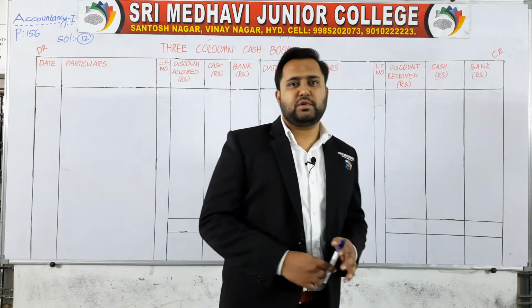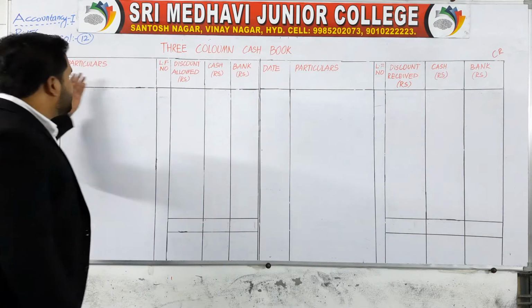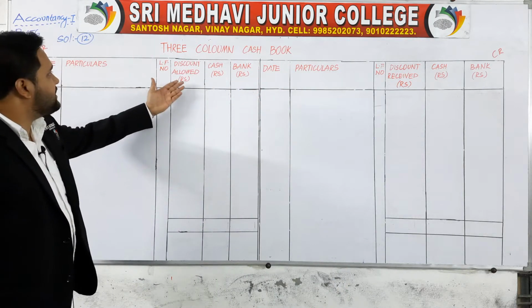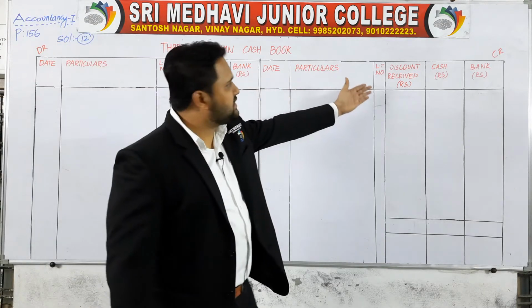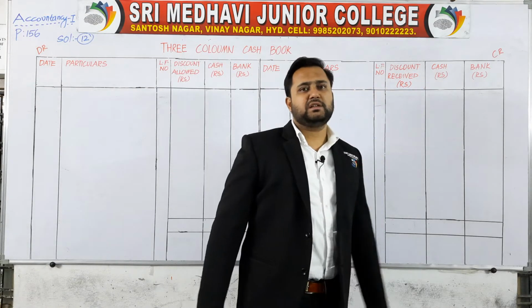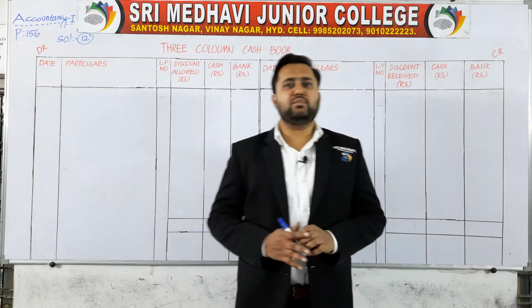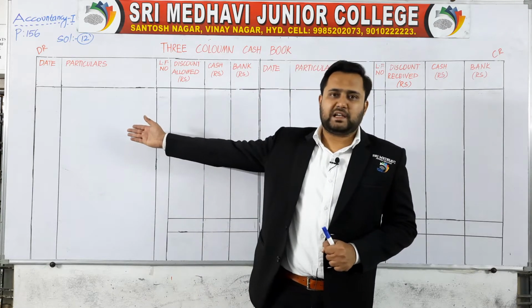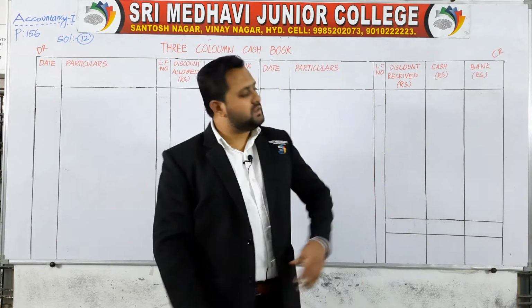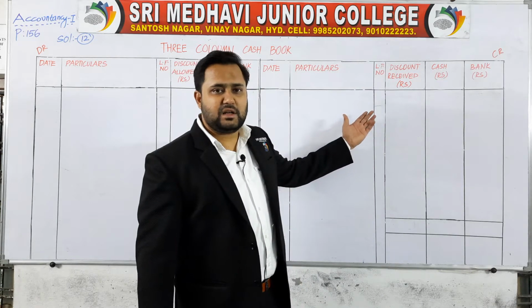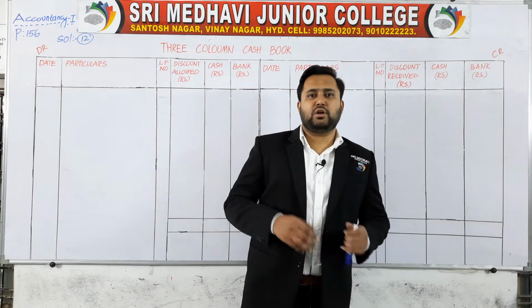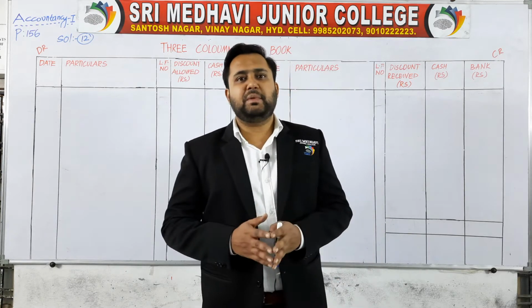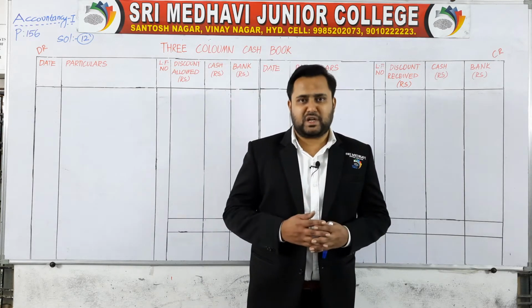While preparing the triple column cash book: date, particulars, LF number, discount allowed in rupees, cash and bank; date, particulars, LF, discount received, cash and bank. Whenever the cash comes in, write the reason here why the cash comes in, on the debit side, and whenever the cash goes out, you have to write the reason here why cash is going out. It is a simple trick. Because we are going with online classes, I have prepared this trick for you for better understanding.